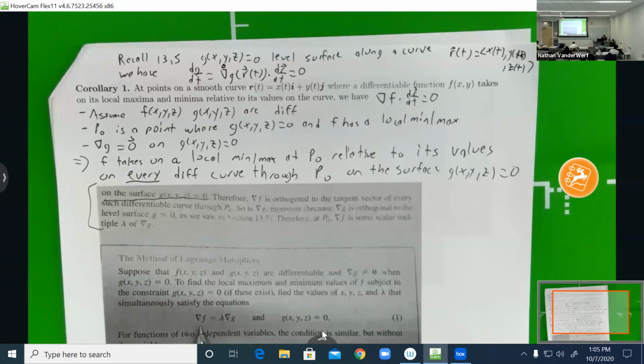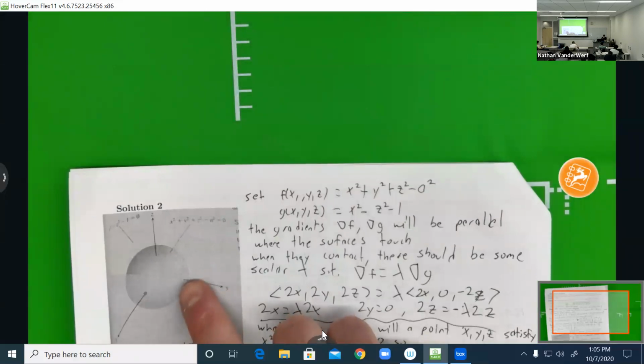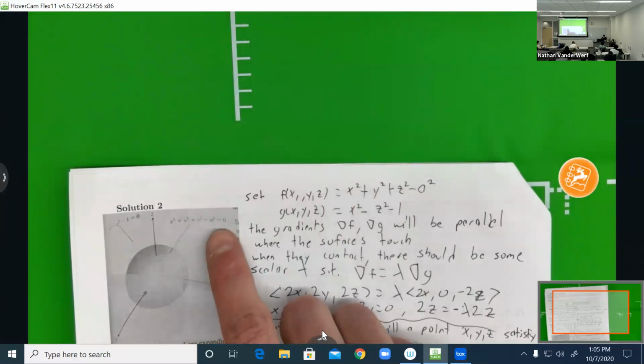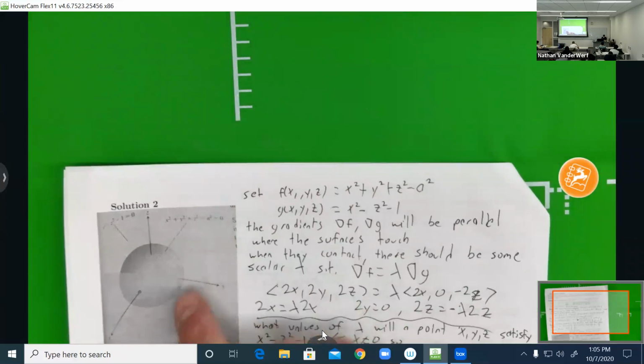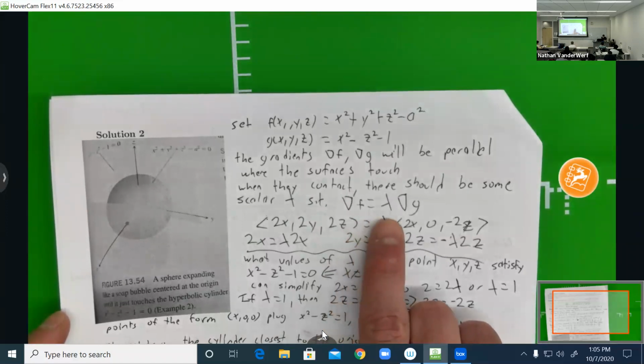I feel like it's very hard to intuitively capture this, but maybe this picture right here, of making these two different surfaces and setting them equal to 0 and seeing where they intersect, also gives a more geometric explanation for why the gradient of f is a scalar multiple lambda of the gradient of g.